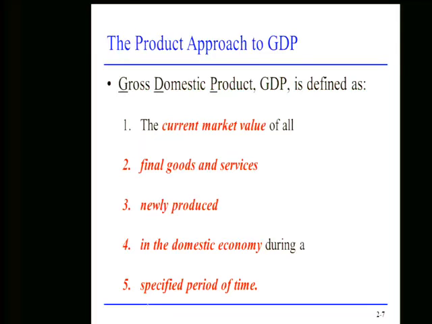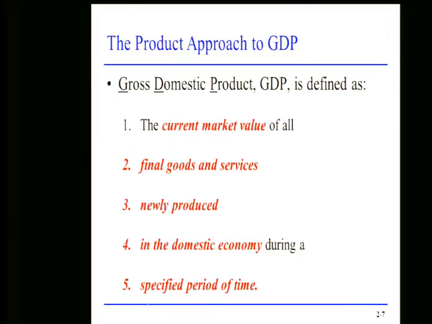Now let's remember that there are literally millions and millions of different types of goods and services that are produced in the economy. What we have to figure out is how can we add them all up? Right? How do we add all of those up? So when we think about the production side, what we're going to look at is the current market value of all final goods and services newly produced in the domestic economy during a specified period of time.